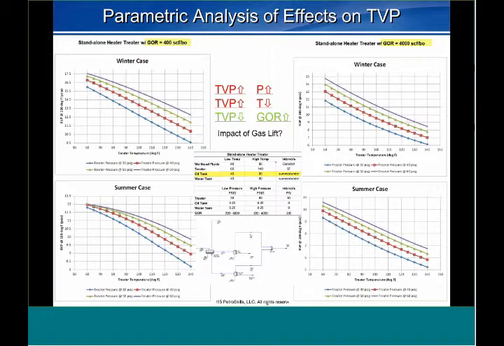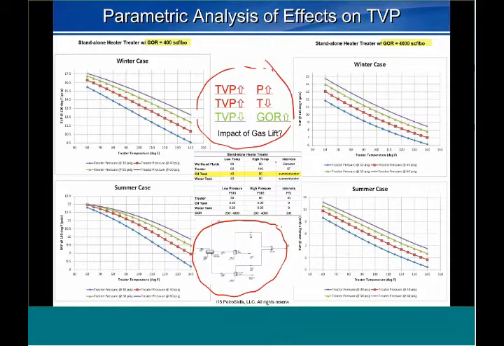Real busy slide. You can look at it later, but it's a parametric analysis, and the summary is here. The vapor pressure is going to increase if the pressure on the heater treater increases. So the model's down here, and it's just a heater treater and a tank, an oil tank and a water tank. The vapor pressure is going to increase if the temperature decreases. The molecules condense.